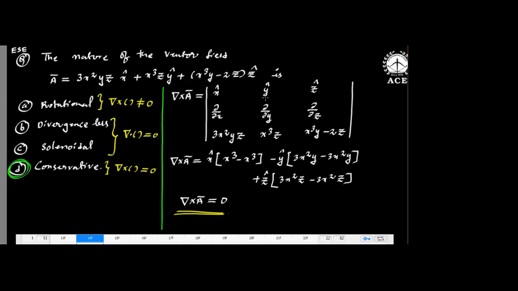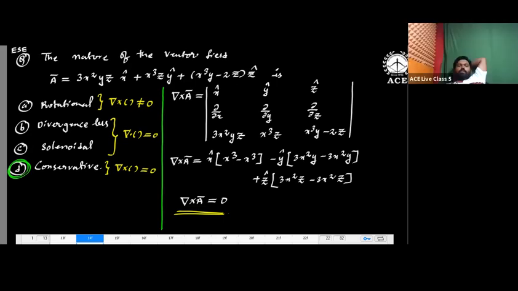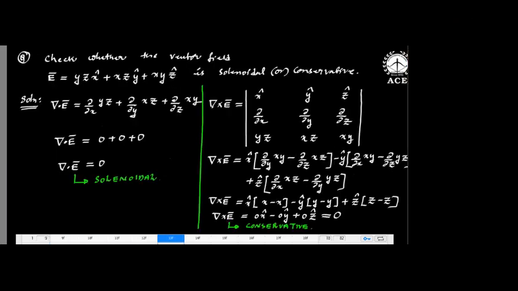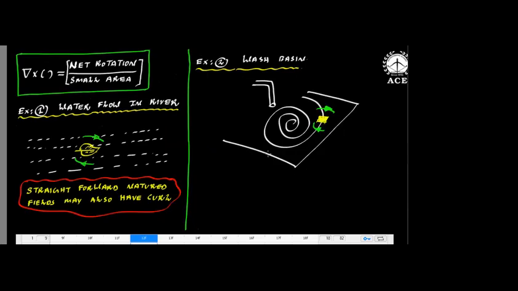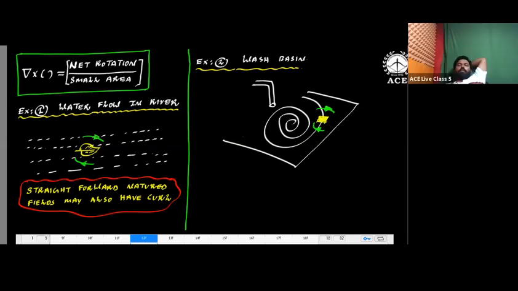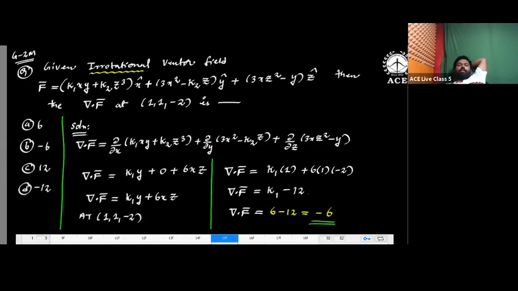Sir, you have explained the example of curl of a vector quantity, that wash basin example. Sir, practically what its significance is, I'm not able to understand, sir. That rotation and all. That is why I have kept the divergence and curl here and explained.